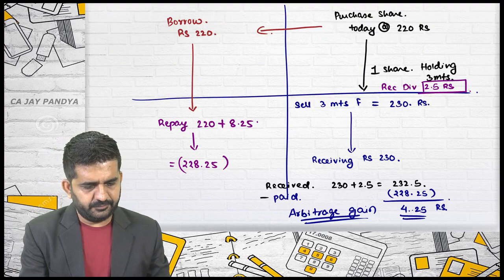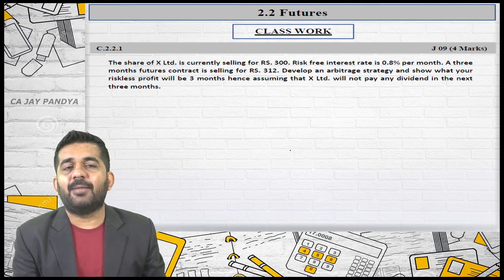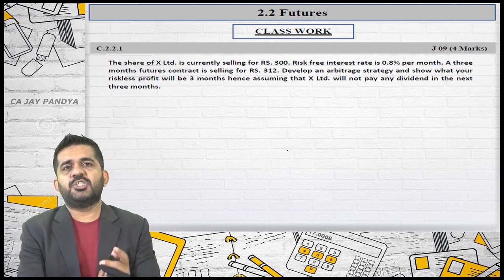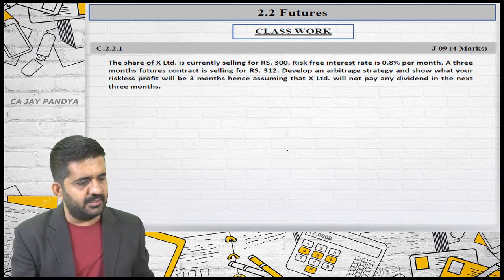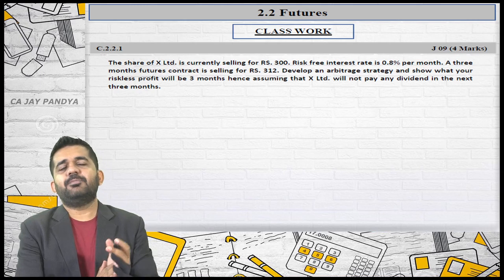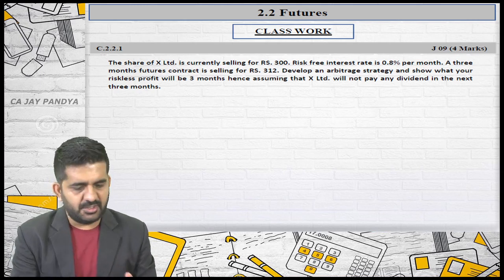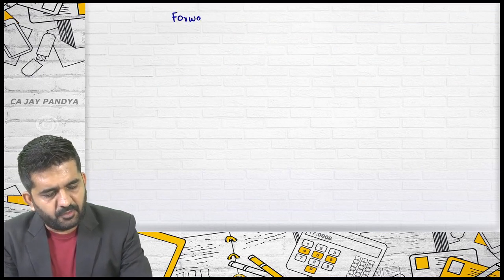This was 2.1.3. Point 4 is cancellation of forward contract. I am going to prepare 2-3 questions on cancellation of forward contract, and it will be a different type of category. We are going into the concept of futures. We have already completed forward contract.